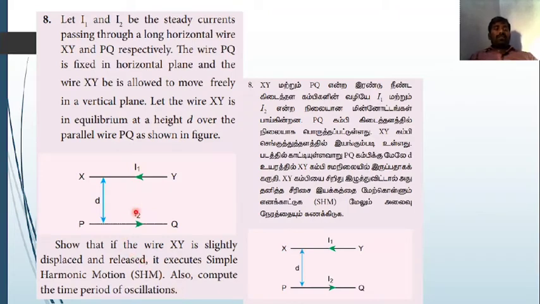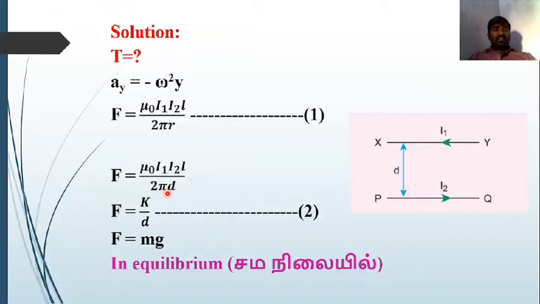Basically, they give two current carrying conductors. One is placed horizontally and fixed. PQ is placed horizontally, it is fixed. The XY conductor is allowed to move in the vertical plane. Okay. Now we write the force experienced by this conductor.